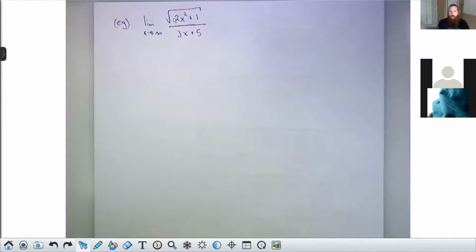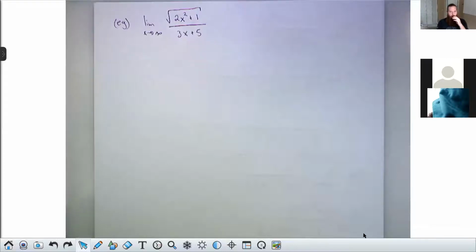If we imagine plugging in infinity, the top is definitely going to infinity, right? Infinity squared is infinity. Infinity times 2 is infinity. Infinity plus 1 is infinity. And the square root of infinity, still infinity. The bottom is also clearly going to infinity, 3 times infinity plus 5. So, based just on the conversations we've had about limits at infinity, what is your intuition? What might we want to do?